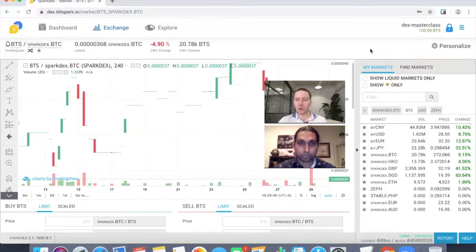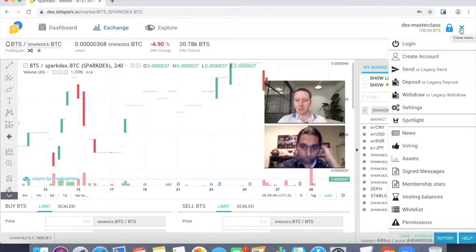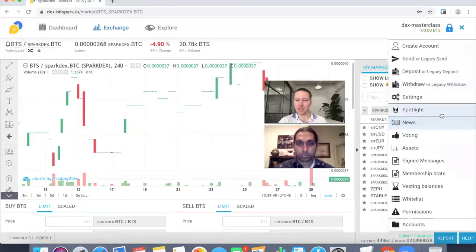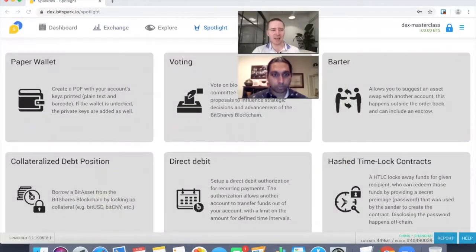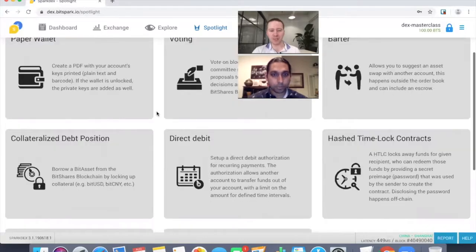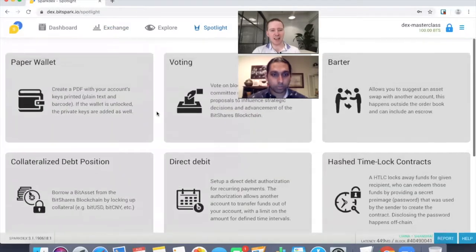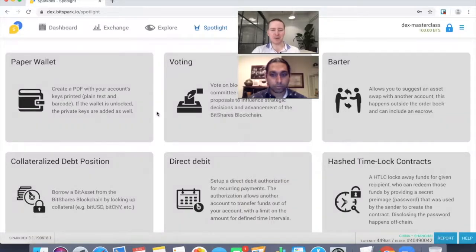If we do want to deposit some Bitcoin, you've actually got a little tab up here, this little menu, and you'll see some of the other powerful functions which you can do on the DEX. Spotlight is a new one. It's quite interesting. It gives you an overview of some of the interesting things, not related to trading, which you can see here on the DEX. So Spotlight's a good one.